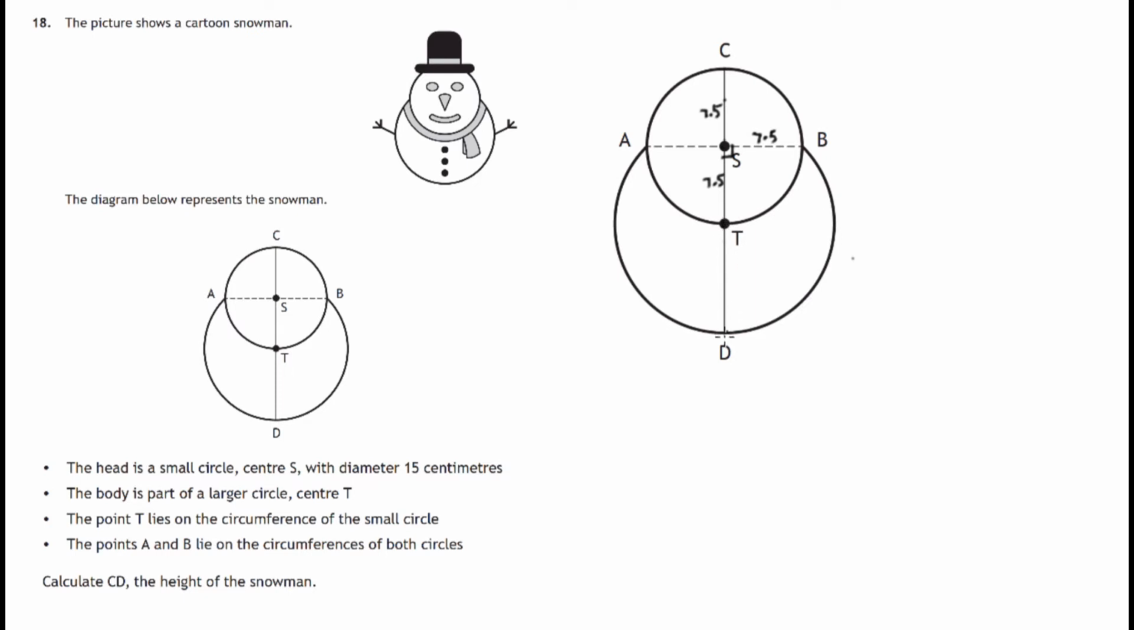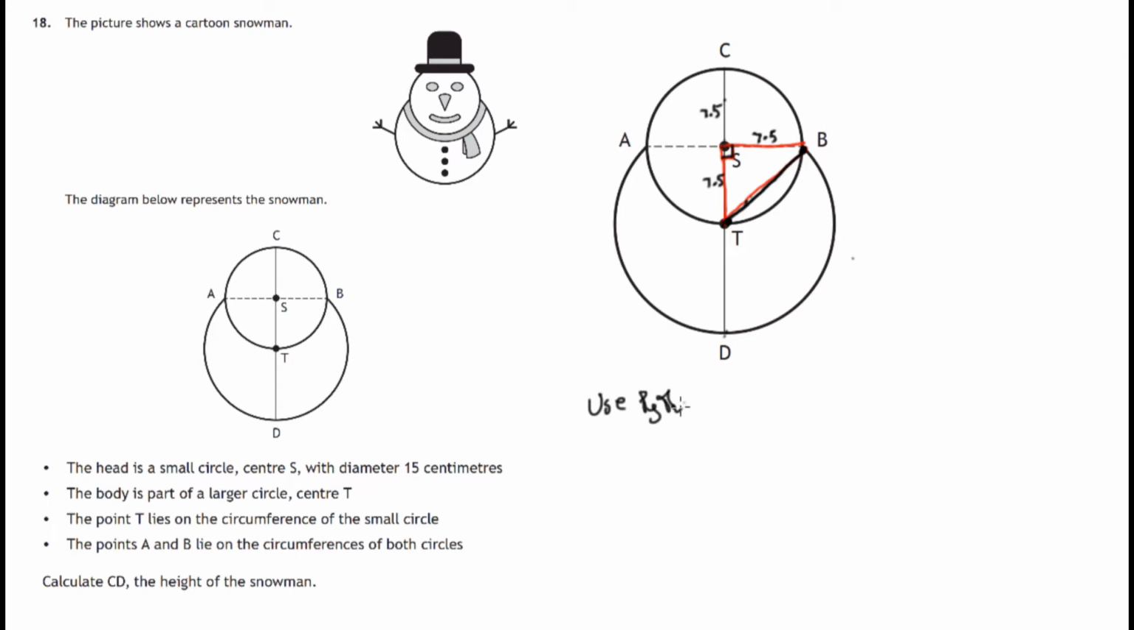That's a radius of the large circle. And there's another radius of the large circle nestling in there from the centre T out to the point B, which is on the circumference of the large circle. And there appears a right-angled triangle. These two radii of 7.5, there's your right angle, and that hypotenuse happens to be the radius of the larger circle that we're after. So let's use Pythagoras.